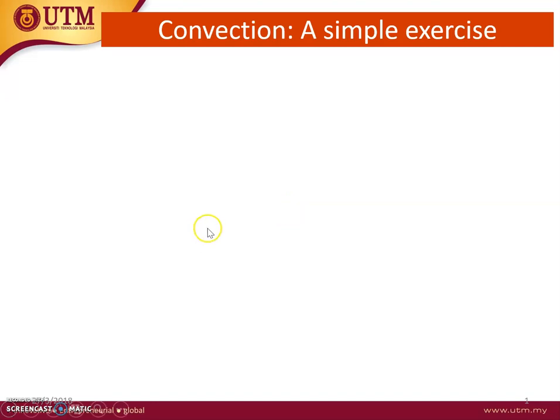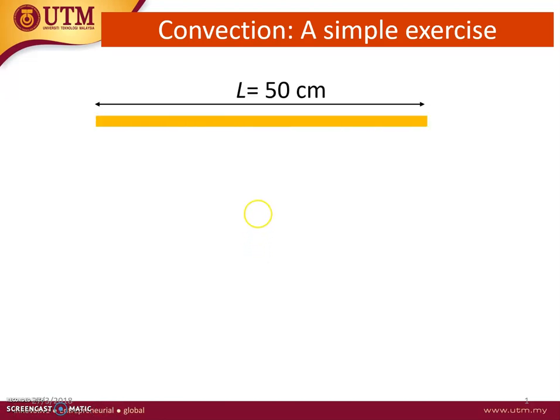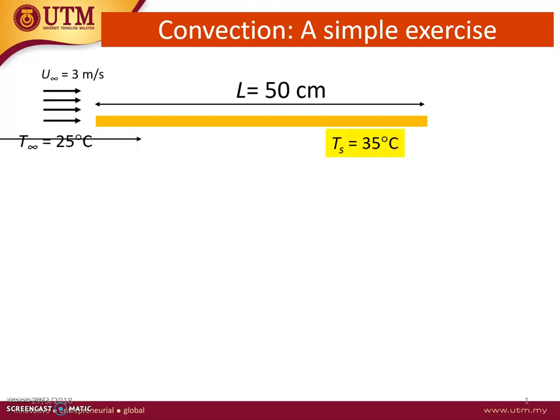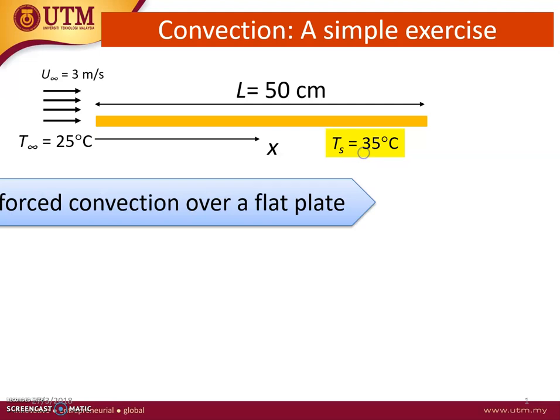This is a simple exercise on external force convection analysis. Let's say you have a flat plate of 50 centimeter in length. The plate could be of any material, wood, metal, anything. And you were told that there is air flowing over the flat plate at 3 meters per second. The air being at the surrounding temperature, in this case 25 degrees Celsius. And the flat plate is at 35 degrees C.